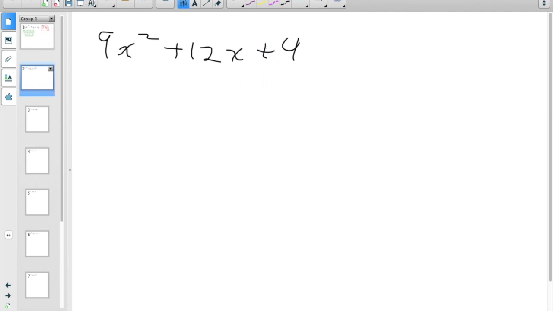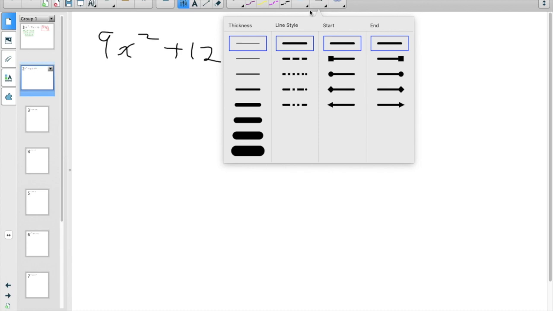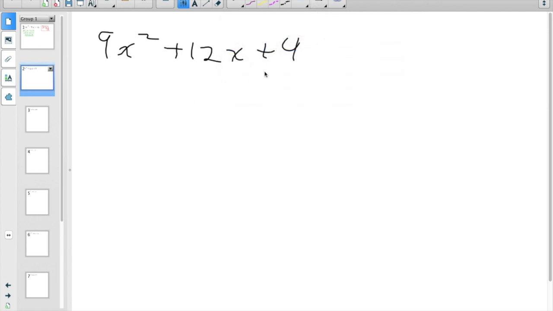As I stated, this is all basically the same method, but we're going to be organizing them in different ways. So again, I have my A equaling 9, my C equaling 4, and that means that my AC equals 36. And then I have my B equal to 12.